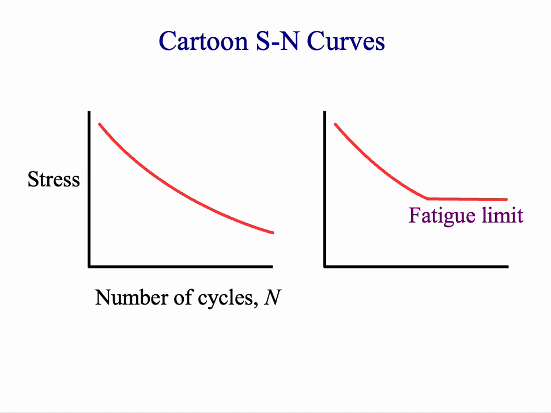The cartoons here show two different behaviors. On the left, the longer you run the test, the lower the stress level needed for failure. This is typical of aluminum alloys. If you run an aluminum part in fatigue for long enough, eventually it will fail. On the right, the curve flattens out. If you keep the stress levels below the fatigue limit, the part will never fail in fatigue. This is typical of steels. You can design steel parts to never fail in fatigue.